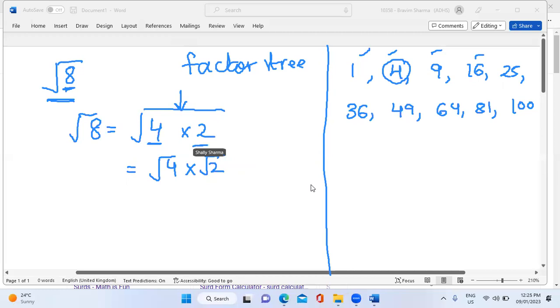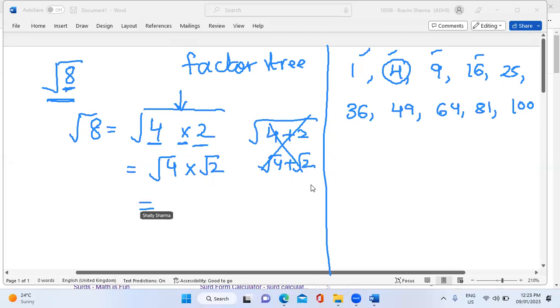You can do this only in multiplication. You cannot do it otherwise. Like if it is square root of 4 plus 2, then we cannot write it as square root of 4 plus square root of 2. This is not allowed. Only in multiplication and division can we write the square root sign separately.